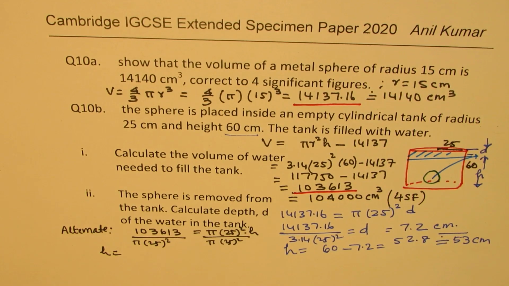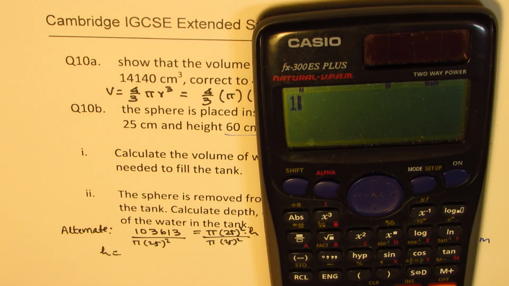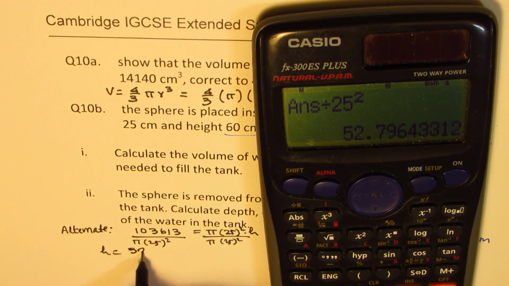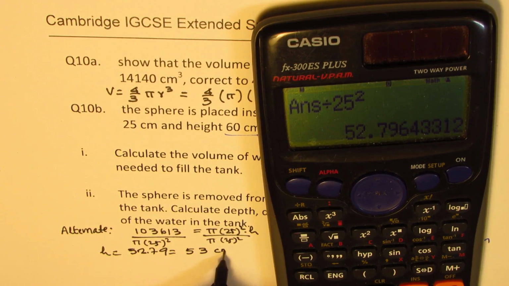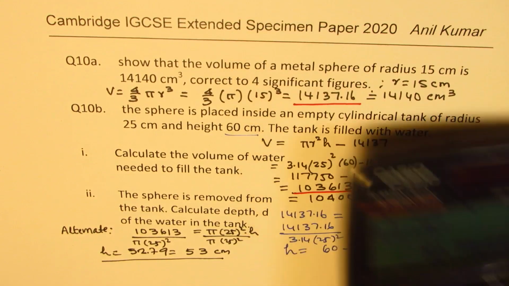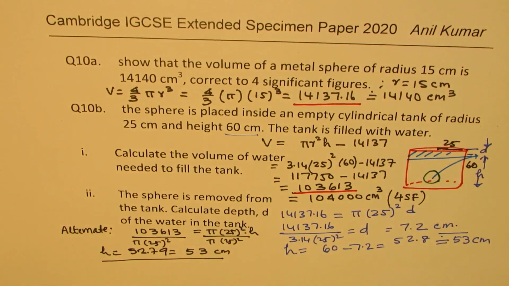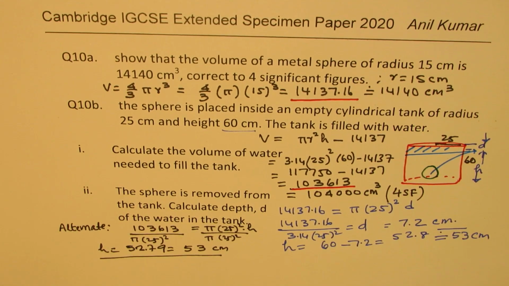So let's recalculate and get that answer also. 103,613 divided by, let's say 3.14, and then we'll divide this by 25 square. And that gives you 52.79, which could be rounded to 53 centimeters. So any method you could adopt. Perfect. So you get the same answer, which is 53 centimeters approximately.